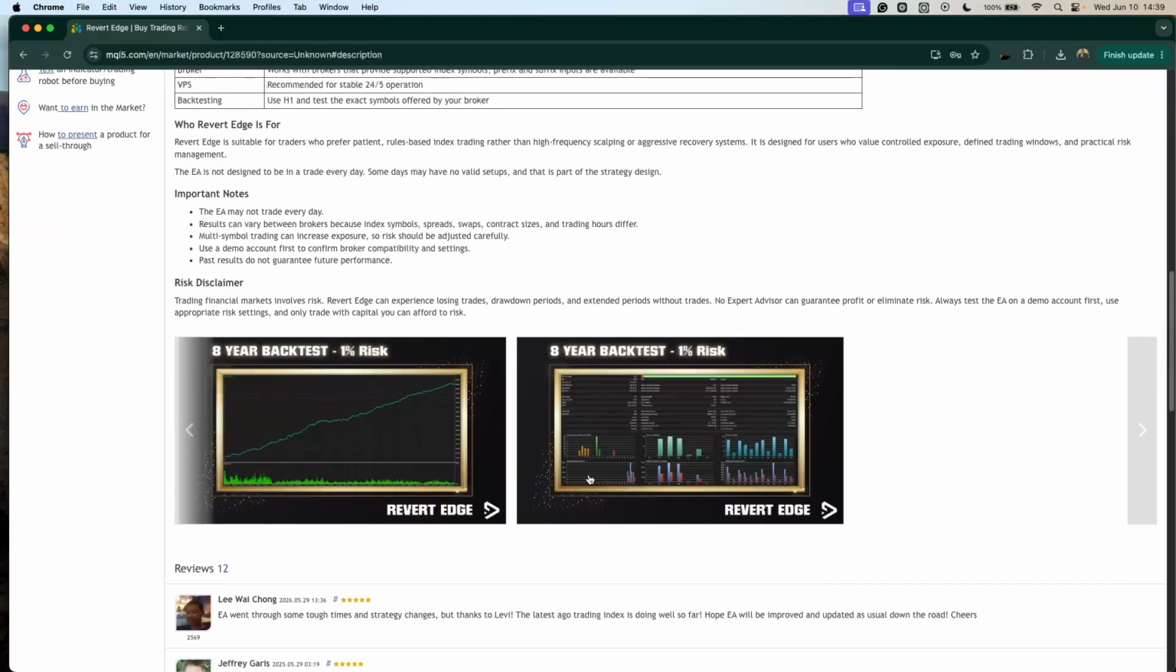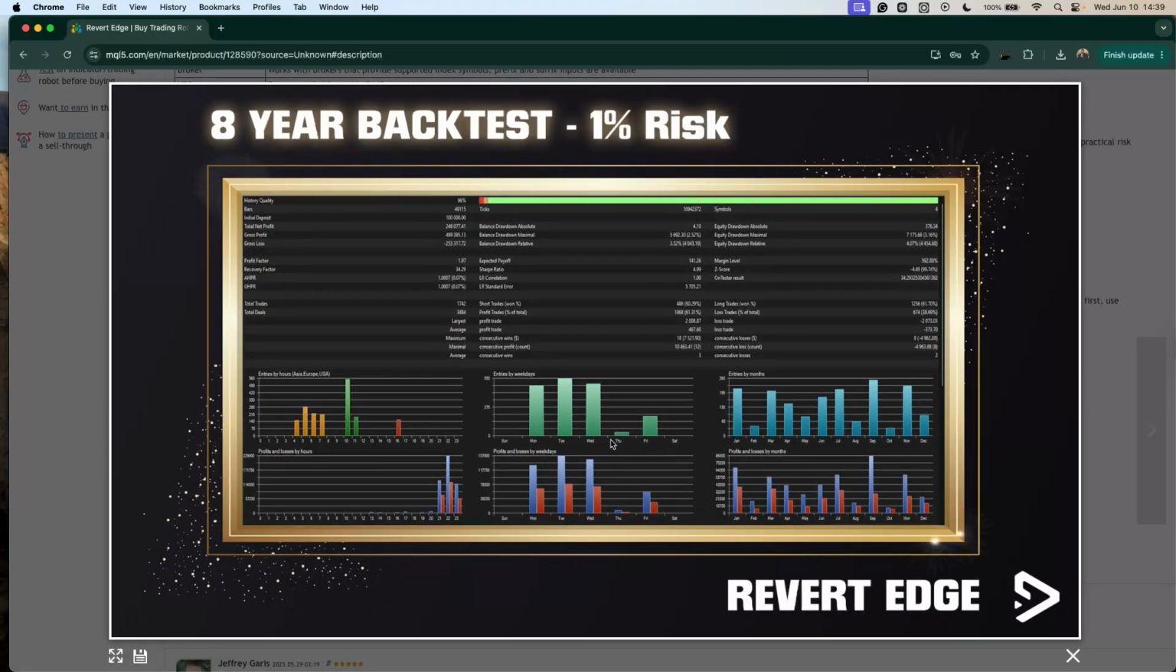Backtests shown are incredible and impressive over multiple years, with solid profit factors around 2.0, 1.97 to be precise, decent win rates near 61%, and very controlled drawdowns on conservative 1% risk settings.